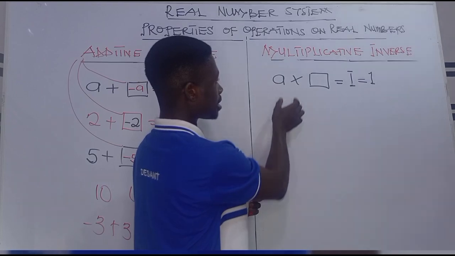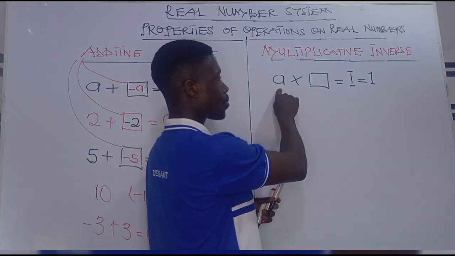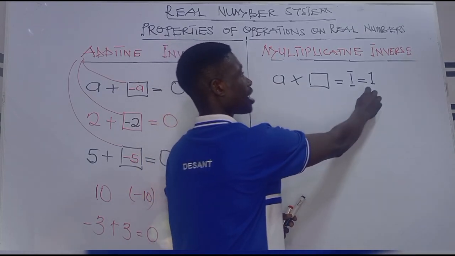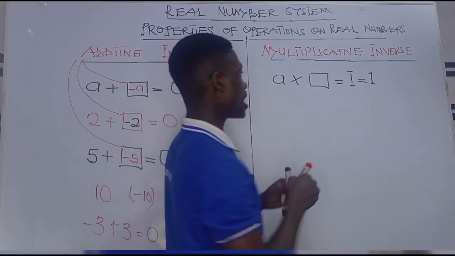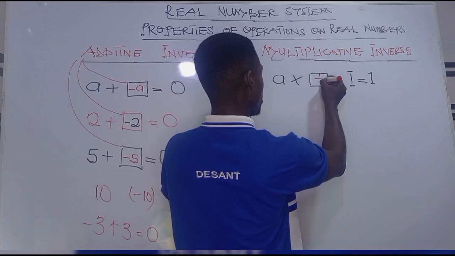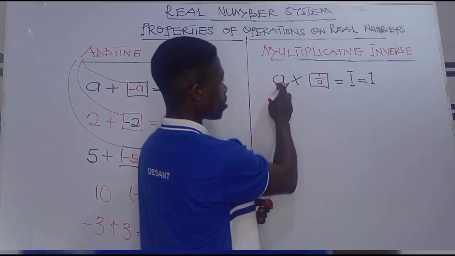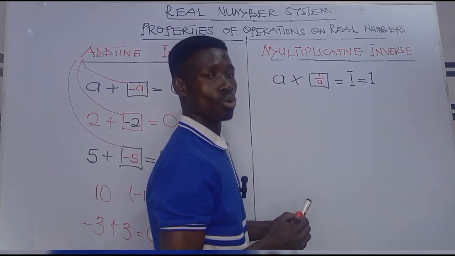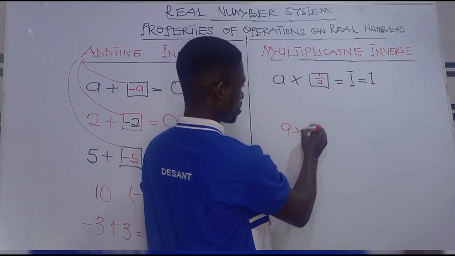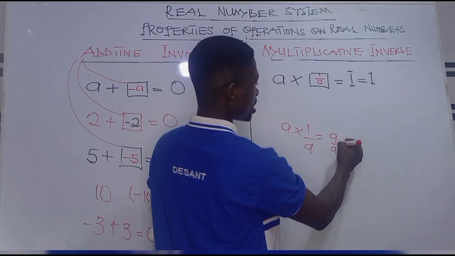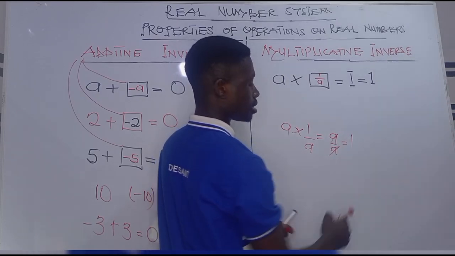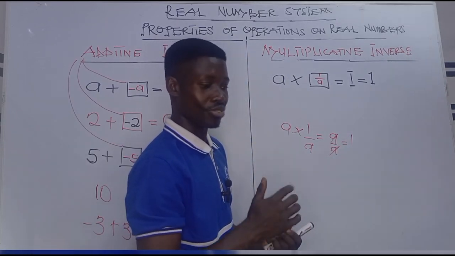So we are going to look at this. What number will we multiply by A to give us 1? I guess we are saying 1 over A. We have 1 over A, because A times 1 over A gives us A over A, and this will cancel this. We have 1. I guess you are following.